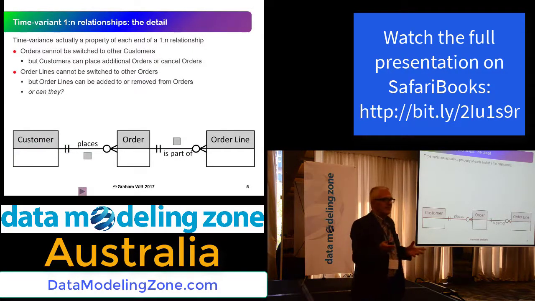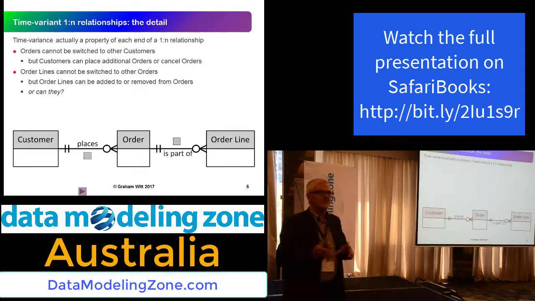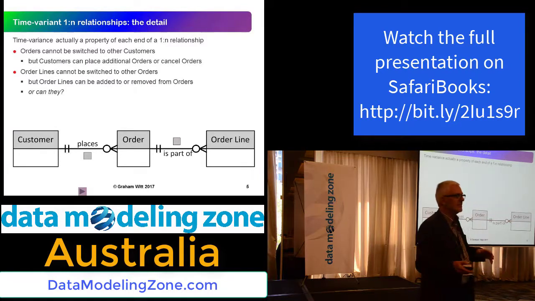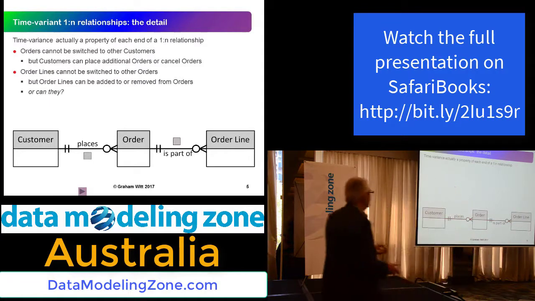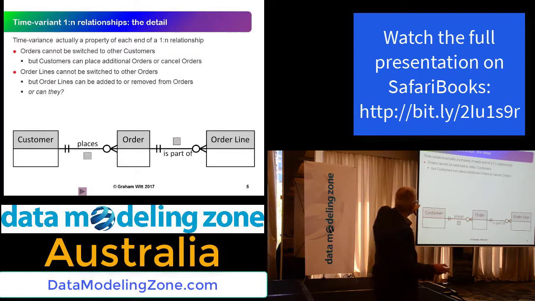When you've got a one-to-many relationship or a one-to-n relationship, and the reason I prefer n to many, because many years ago I was a young data modeler, and I said to the business person, so can there be many lines in an order? And they said, oh no, only 2 or 3. So many is a word that has different meanings to different people. Okay, so time variance is actually a property of each end, and I'll show you what I mean.